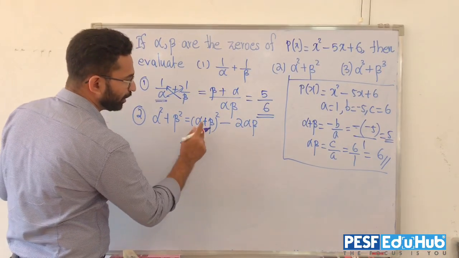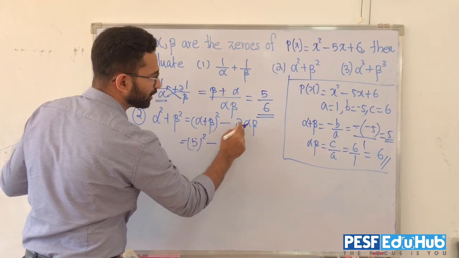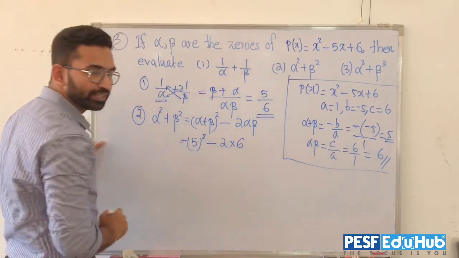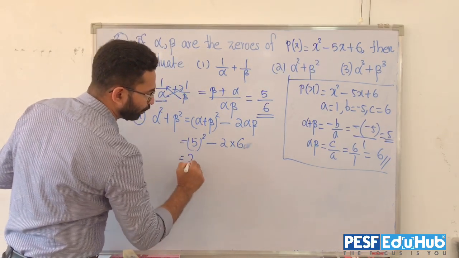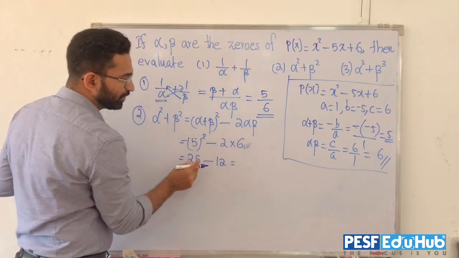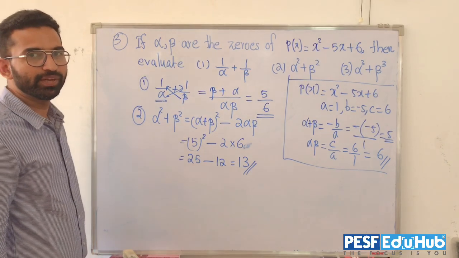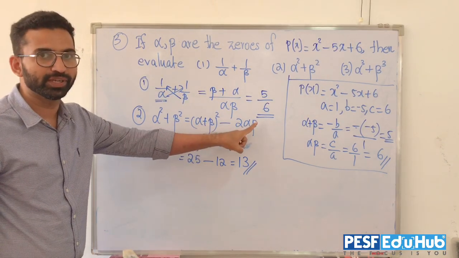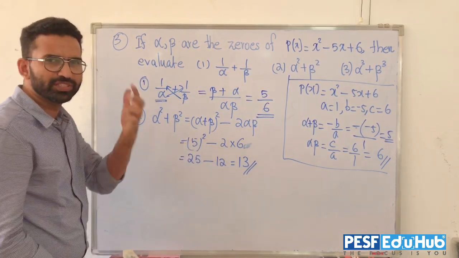So alpha plus beta whole square means what is alpha plus beta? 5 square minus 2 alpha beta means 2 multiplied by what is alpha beta, that is 6. So 5 square equal to, okay, I'll write here, 5 square equal to 25 minus 2 into 6 is 12. So how much is 25 minus 12? This is going to be equal to 13. See my dear friends, if you know this relation alpha plus beta whole square minus 2 alpha beta, that is the thing, alpha square plus beta square. If you know this relation, everything is very simple.